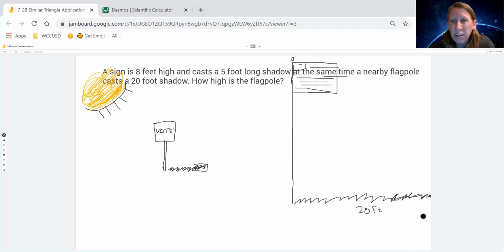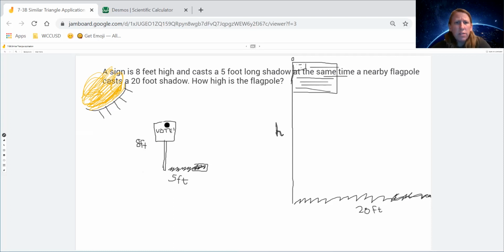My picture is not very good, but I'm not going to redo it because I'm tired. It's hard to measure a flagpole. You'd have to climb up there and then you might get in trouble. So it's easier to measure the shadow because the shadow's on the ground. Okay, we know this is 5 feet. We got 5 feet here, we got 20 feet here. We know that this is 8 feet, and we have a situation with similar triangles.